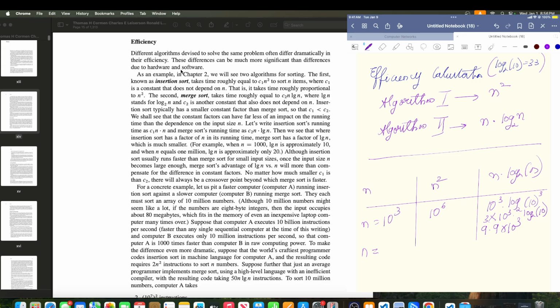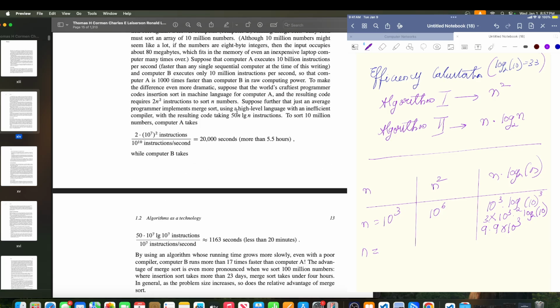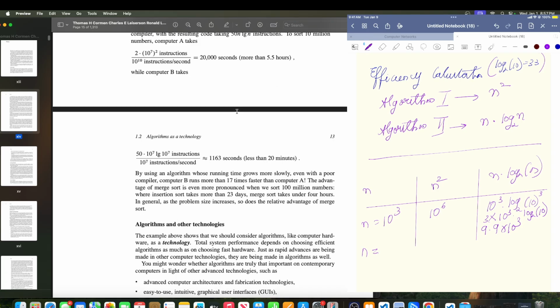So he's saying, how are we going to calculate the efficiency? To calculate that, for algorithm A we use 2 into 10 power 7 squared, because the total input is 10 million. So it takes more than 5.5 hours, while this will take less than 10 minutes. By using an algorithm whose running time grows more slowly, even with a poor compiler, computer B runs more than 17 times faster than computer A.